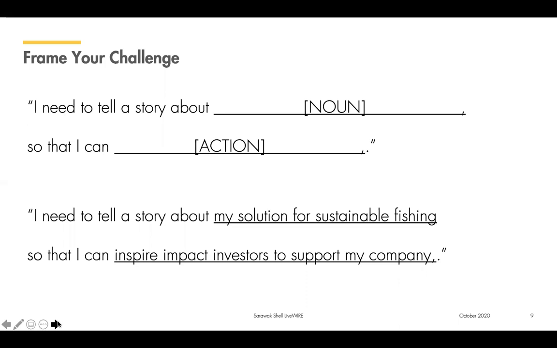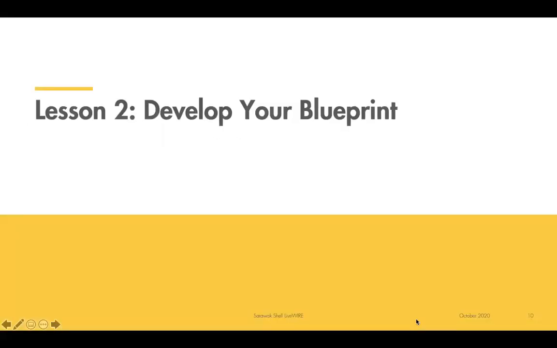So it should be very clear what it is that you're pitching and what it is that you want from the audience. Here I actually use an example of one of the Shell LiveWIRE winners, where I need to tell a story about my solution for sustainable fishing so that I can inspire impact investors to support my company. In this instance as well, he could also say that so that I can inspire government agencies to come on board and support my initiative. So ask yourself what it is that you're pitching, what it is that you want from the people that you're pitching to, all right?